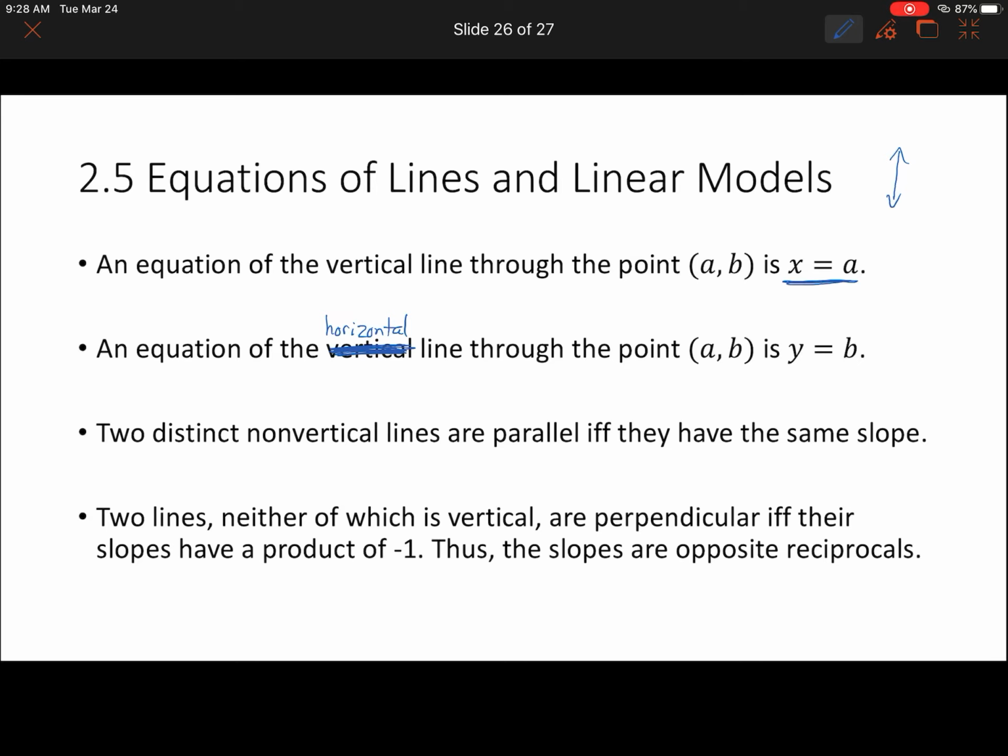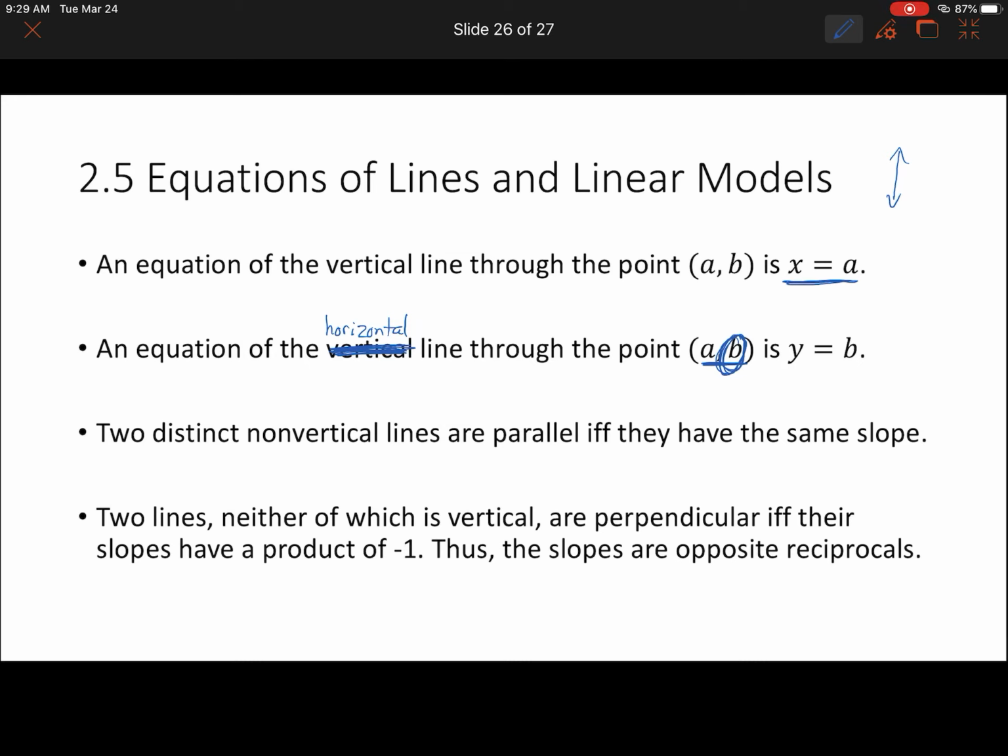If the line is horizontal, then our equation is y equals some number. So if we're looking at this ordered pair and the line's horizontal through that point, it has to be y equals whatever this b value is, because again, it doesn't have an x-intercept. It only has a y-intercept, and wherever that y-intercept is going to be the same value as this b. And so our equation becomes y equals b.